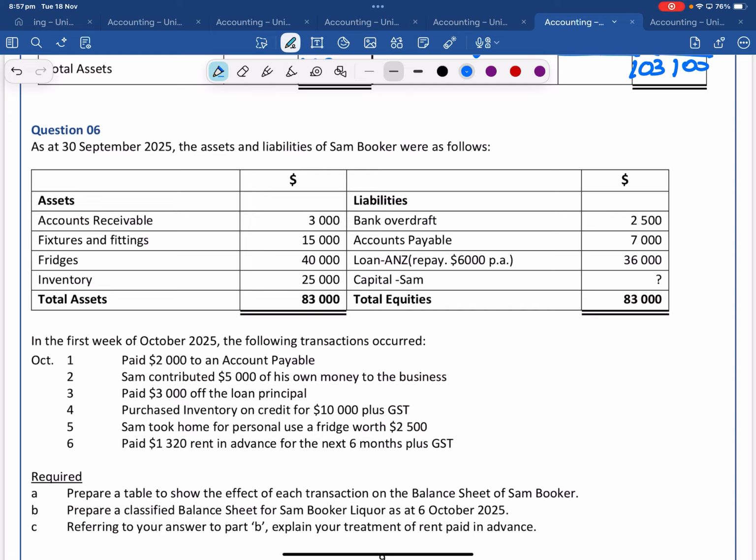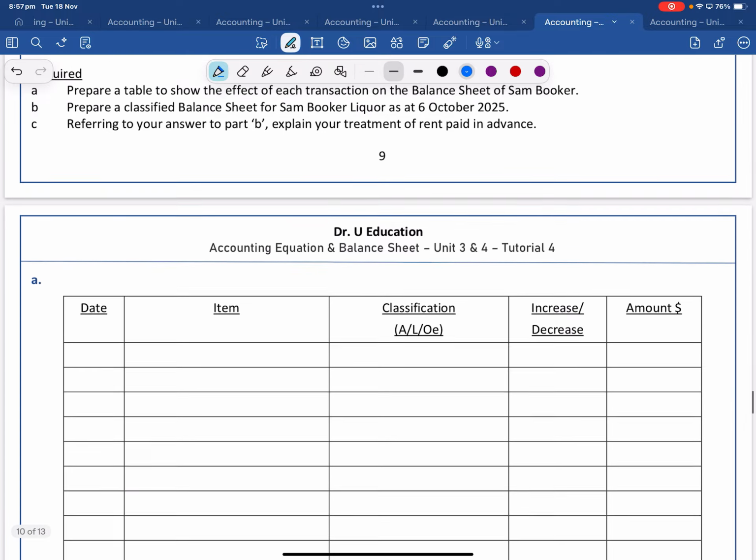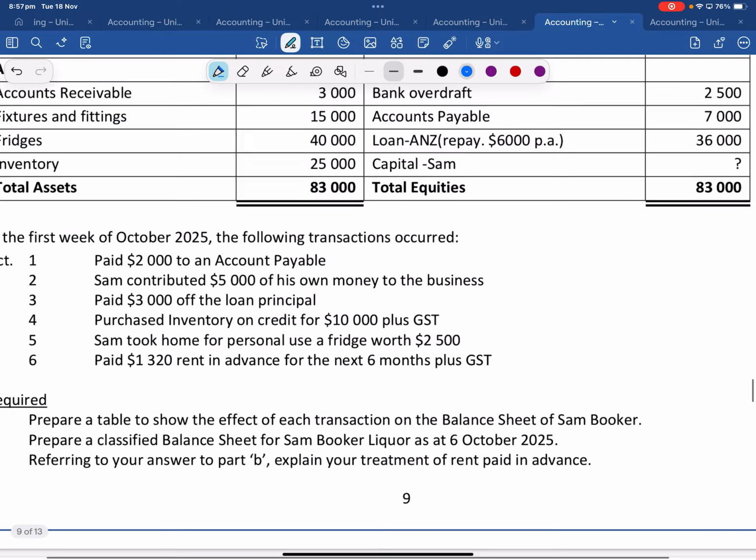You guys are done, shall we do? Wait, you didn't increase your sales? No, GST will be paid. Increase your sales. Is it paid off?